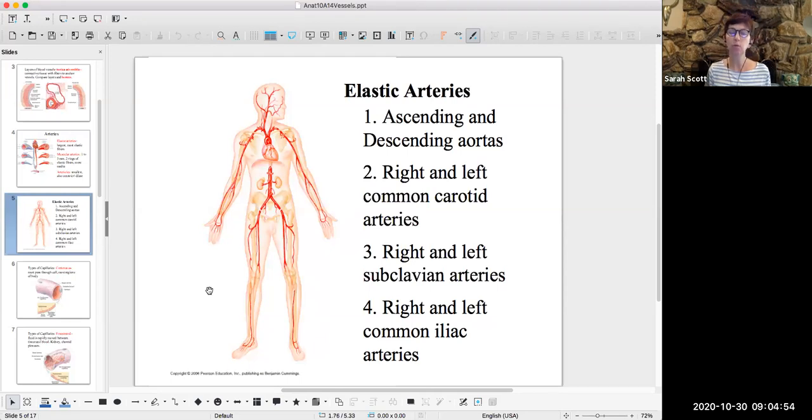Those are the only ones I've asked you to specifically identify and be able to label up till now. In unit 4 of the lab, we're going to go over far more blood vessels. Thank you. You're welcome.